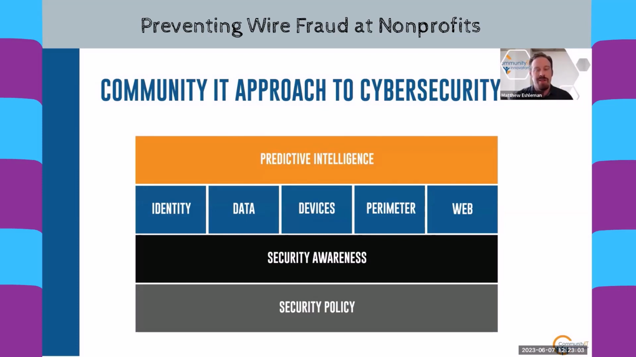And then we typically think of that in areas of identity, data, the devices you have, the network perimeter, and your web resources as well. And then finally, once you've got all those things in place, you may be ready for some more predictive intelligence or AI-driven tools that can provide some next level protections. But it's important to start with the foundations and build up from there.